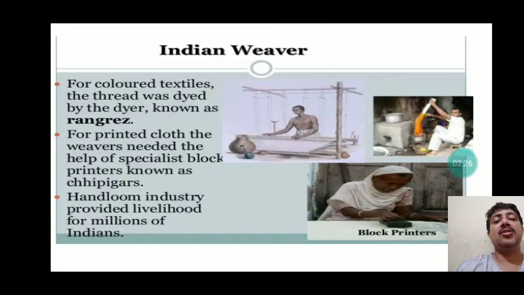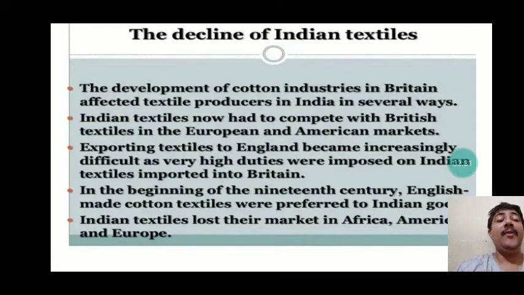Similarly, the handloom industry also provided livelihood for millions of Indians at that time. Now, over time when the Britishers came, the Indian textile declined. I told you that India was number one in terms of production and export of textile. But when the Britishers came, they adopted their own policy, and this is how the Indian textile declined. What was the reason? Let us discuss.